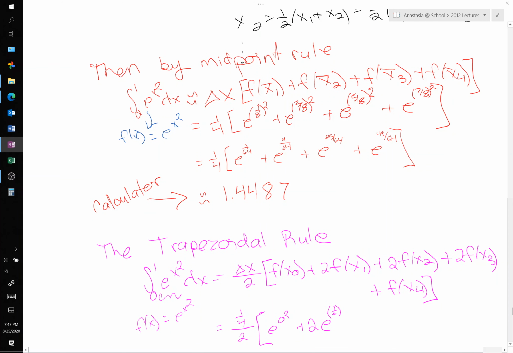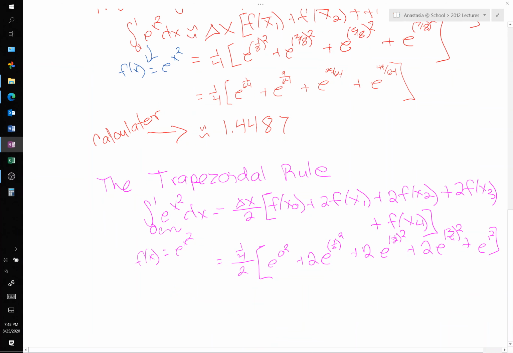Going back down to where we were with our formula, we have 2e to the 1/4 squared plus 2e to the 1/2 squared plus 2e to the 3/4 squared plus e to the 1 squared. So we get 1/8, e to the 0 is just 1. Then we have plus 2 e to the 1/16 plus 2 e to the 1/4 plus 2 e to the 9/16, and then plus e to the first, or just e.